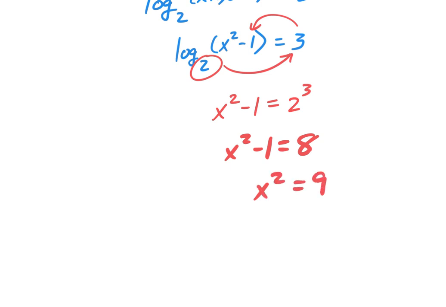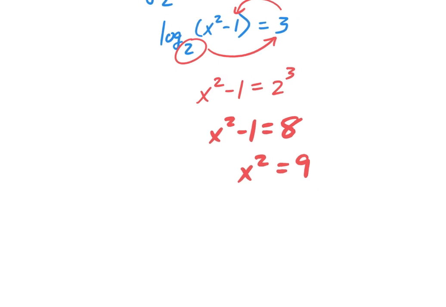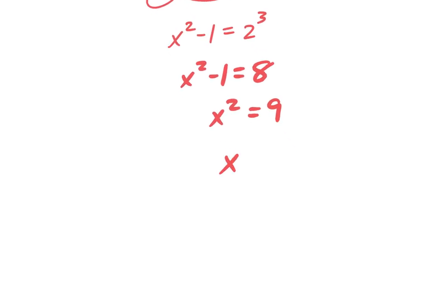Then I could add 1, trying to get x by itself, right? What would be the value of x here? 3. Okay, plus or minus 3. Good. Okay, so we would say plus or minus 3 because it's x squared. 3 times 3 is 9. Negative 3 times negative 3 is also 9. So there's 2 different possible answers here, positive 3 or negative 3.